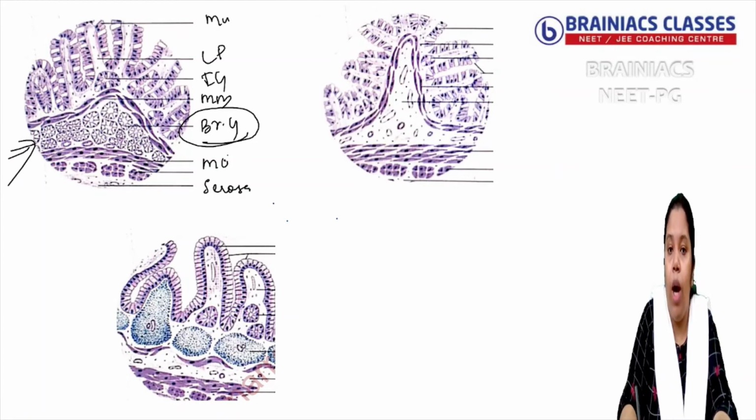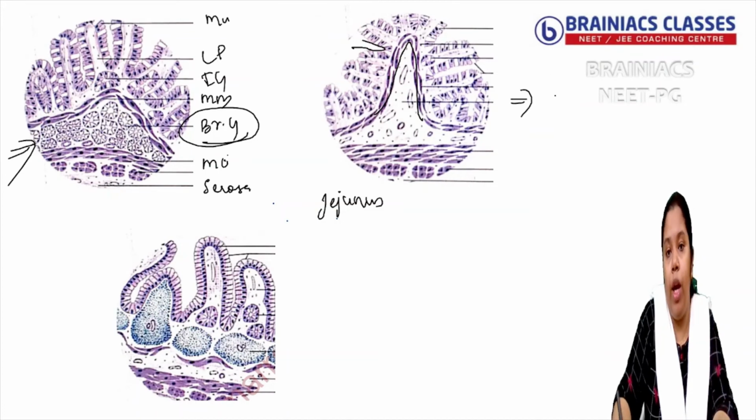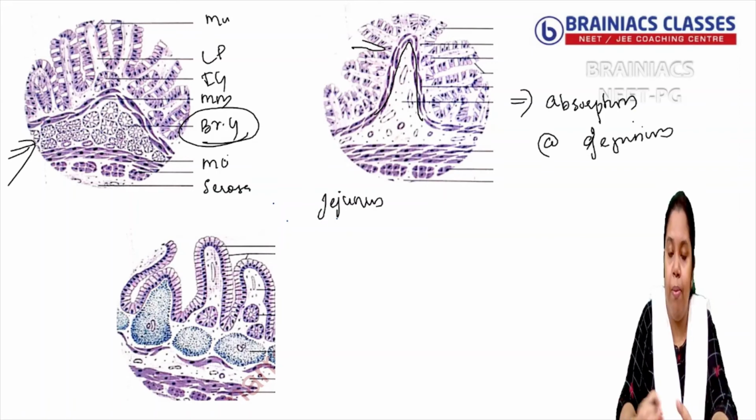Now, coming to the jejunum. In the jejunum, you can see large finger-like villi, as well as microvilli. So you can see the microvilli as well as the large villi. That means a major amount of absorption occurs at the jejunum. So it is mainly specialized for absorption.